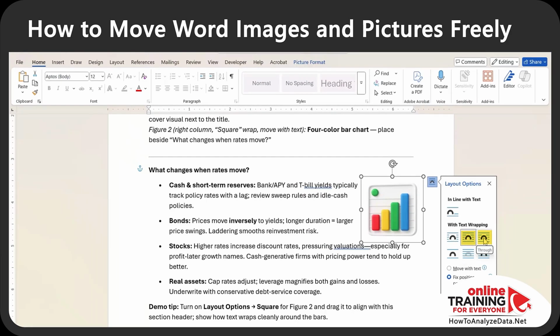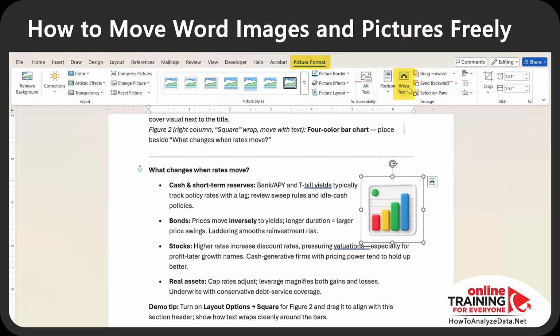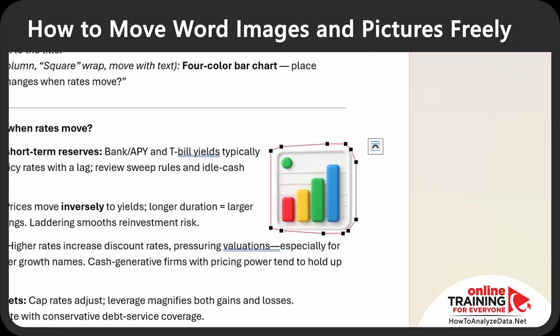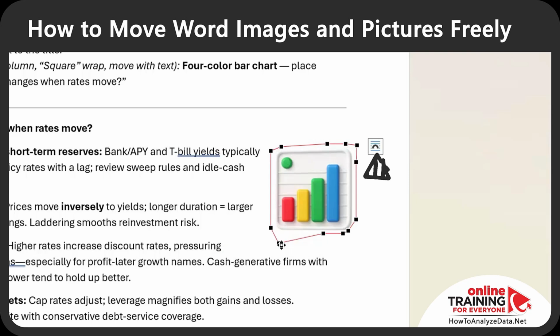For example, if I select the image, change the wrapping style to tight or through, I can go to Picture Format, navigate to Wrap Text, and select Edit Wrap Points. You see a red outline with small handles appear around the image. This is the text wrap contour. And the best thing, you can drag the points to reshape the contour.